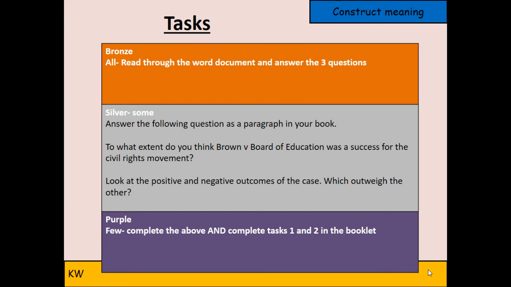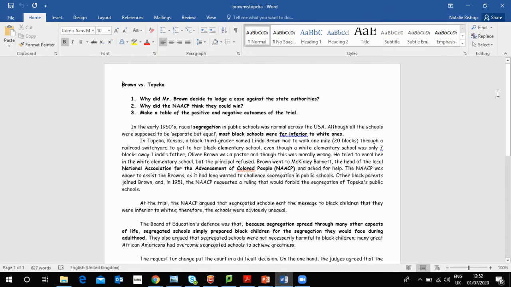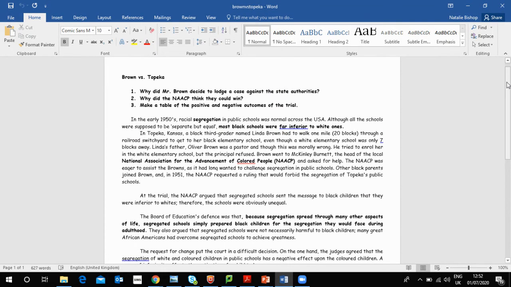So, tasks. These are going to take you a little while. Okay. Read through the Word document and answer the 3 questions. So everybody is going to do this. So let me get up the Word document. That is here. Some of this, I put Brown versus Topeka because otherwise it would be Brown versus Board of Education of Topeka, and Topeka is 1 word, Board of Education is 3. So it's just easier.